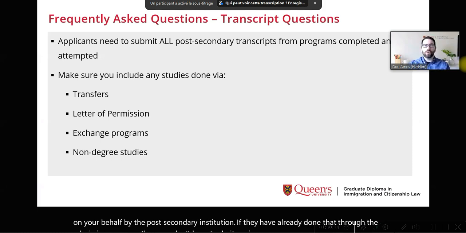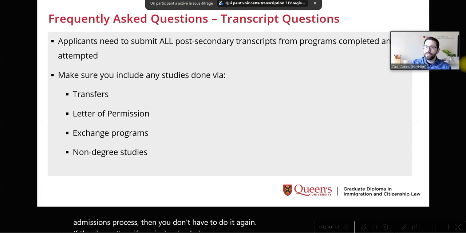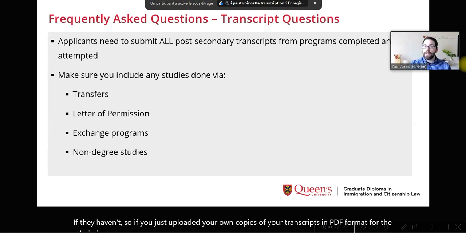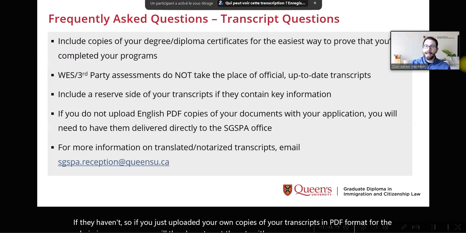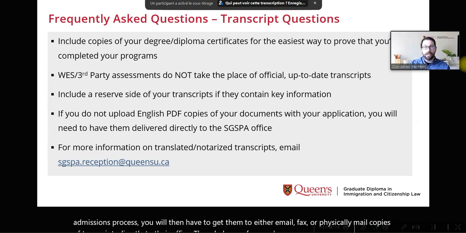If they haven't, so if you just uploaded your own copies of your transcripts in PDF format for the admissions process, you will then have to get them to either email, fax, or physically mail copies of transcripts directly to their office. They do have a fax number. Fax is still used by a lot of institutions. Primarily, it's going to be email or physical mail, but you will have to have that submitted on your behalf.